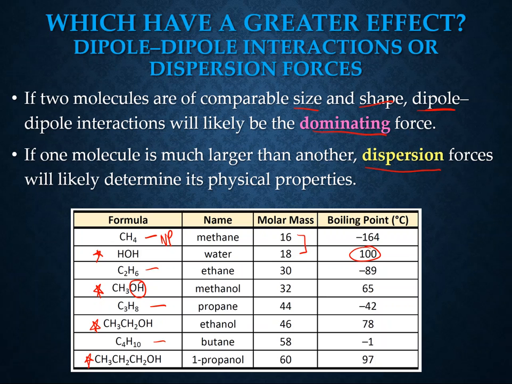Whereas, with ones that are a little bit larger, super large molecules with massive amounts of electrons and a more polarizable cloud may actually have stronger forces than something that's really small with hydrogen bonds.